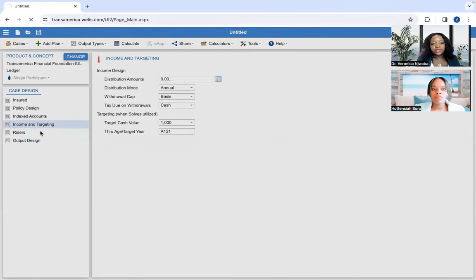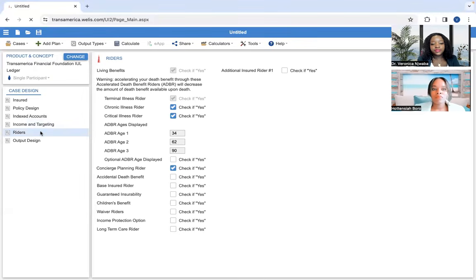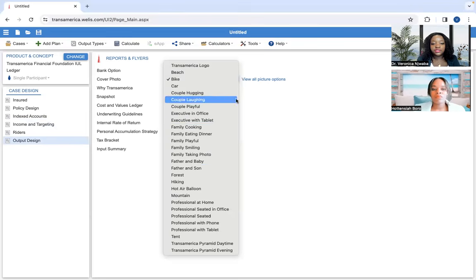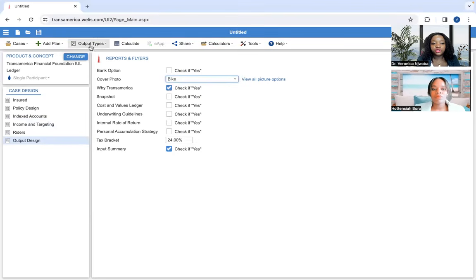And then, of course, you go down to riders. Under riders, chronic and critical illness, you want to make sure those are checked. The terminal illness will already be checked. Then output design, there's nothing much to do there. This is pretty much just you showing how you want the PDF output to look. For me, I want them to just add the white Transamerica. You can select whatever picture you want, if it's truly a big deal to you. So let me show a little bit how the PDF looks if you were to do the PDF, okay?